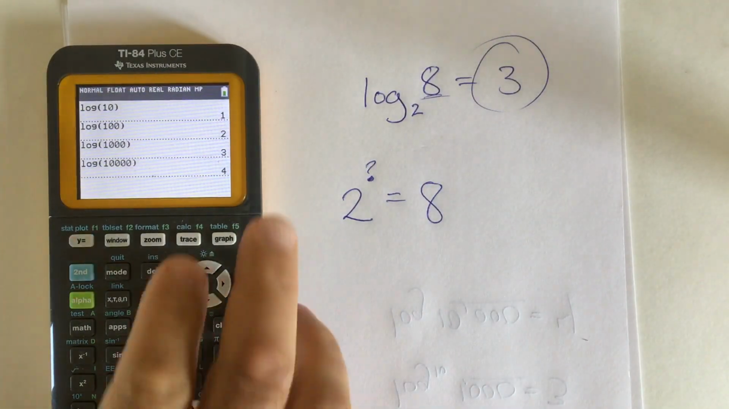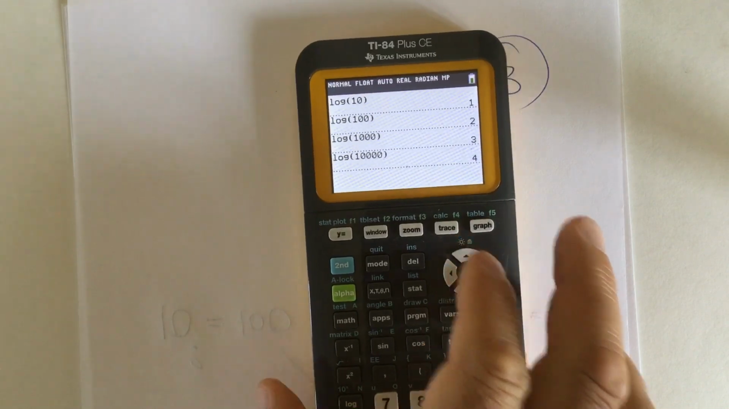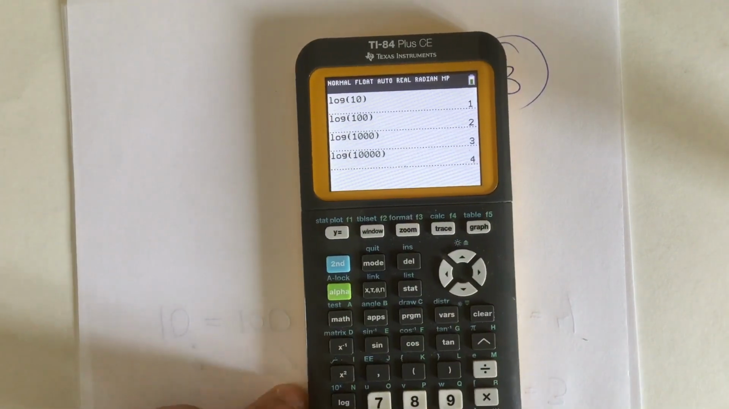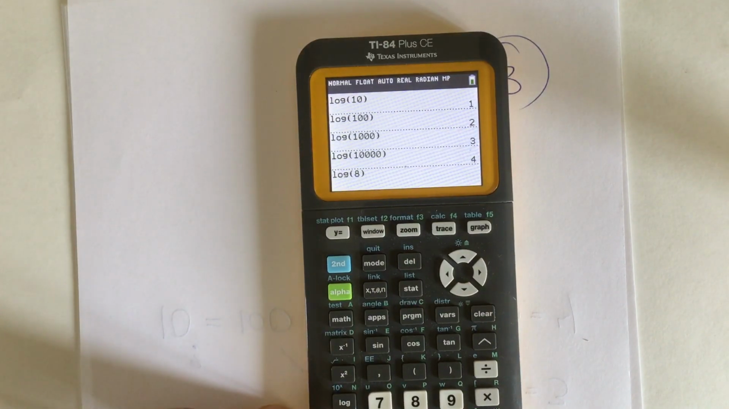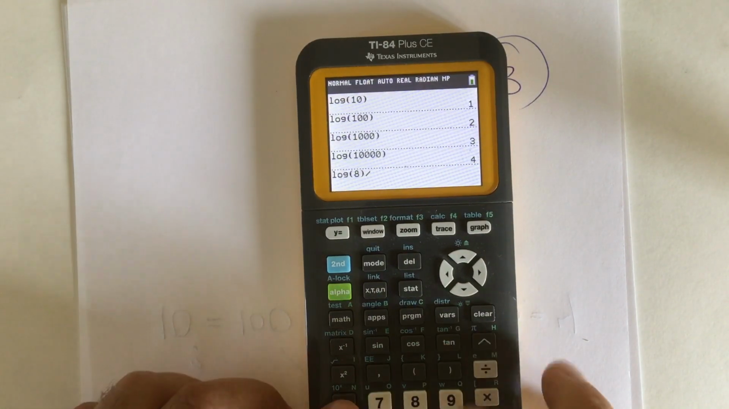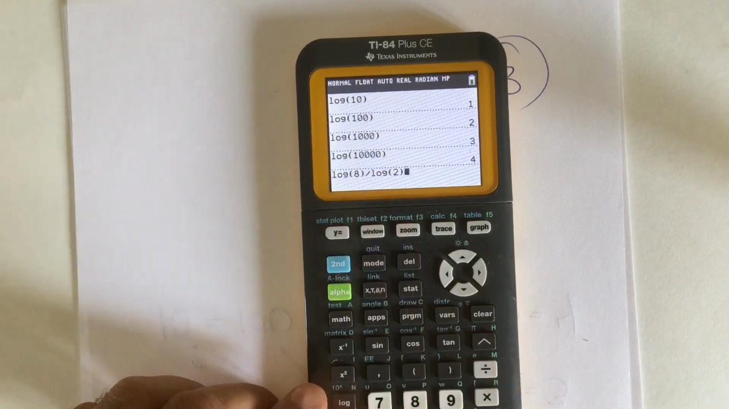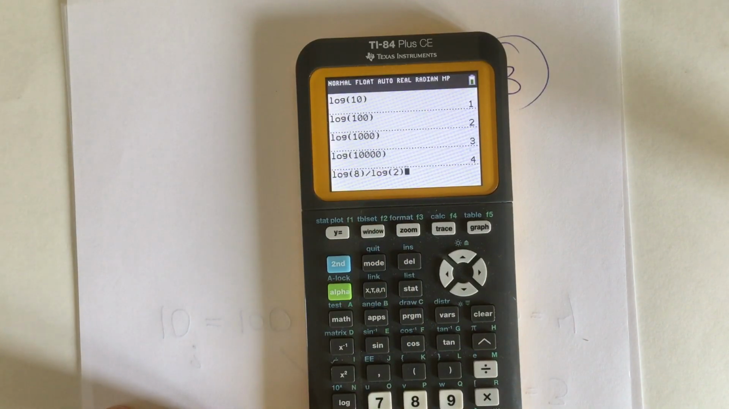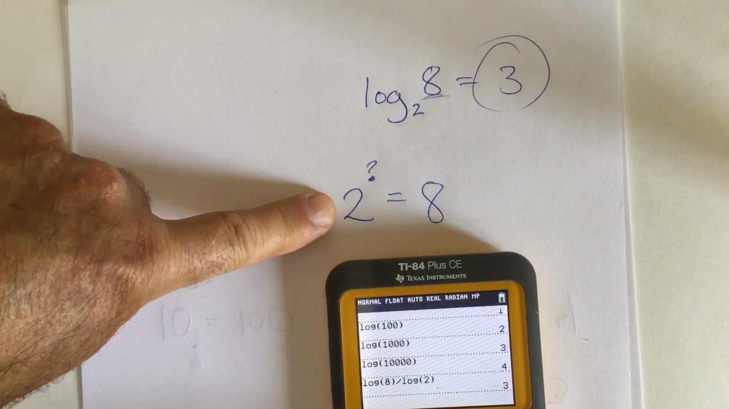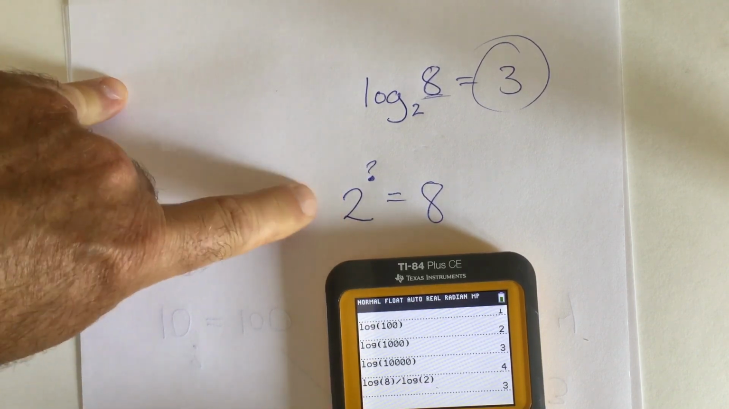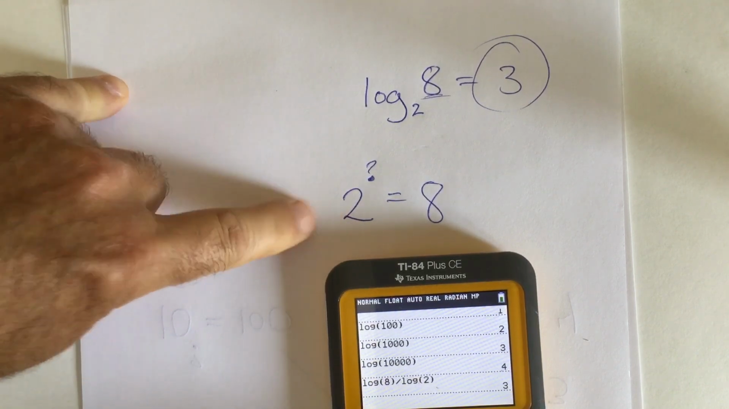How do I trick my calculator into doing that? Well, I do it this way. I do log of the number I want. I want the log of 8, but I'm going to divide by log of 2, because I want to trick my calculator into thinking it's base 2 and not base 10. What do I get? 3, just like I thought I would. Because logs are technically asking this question in reverse.